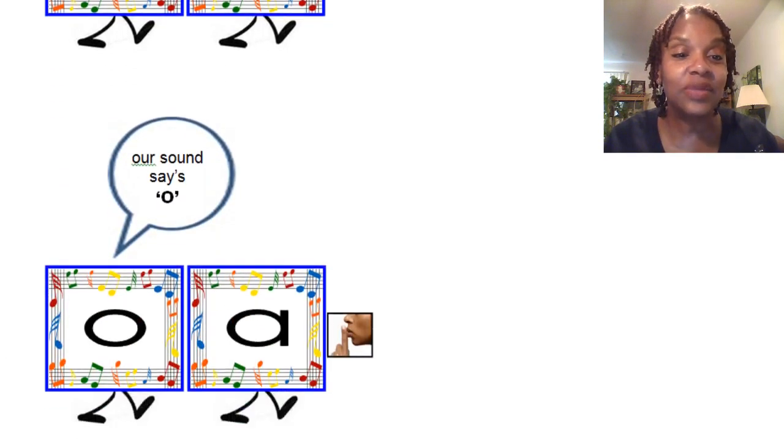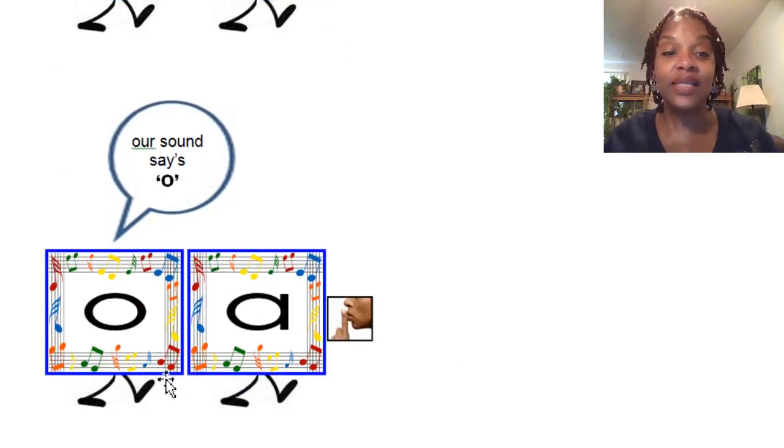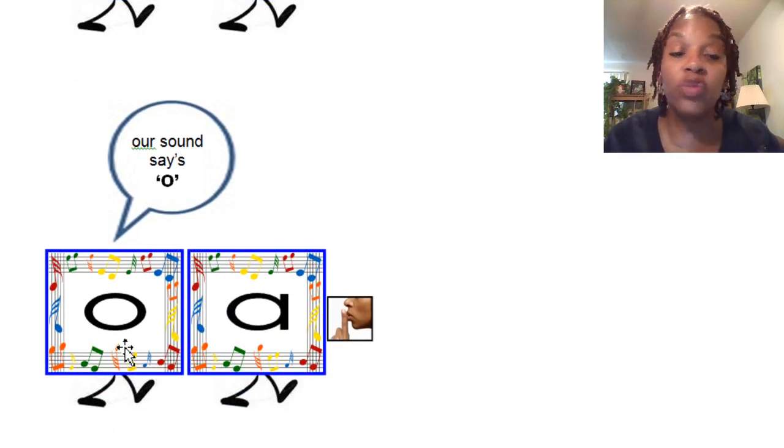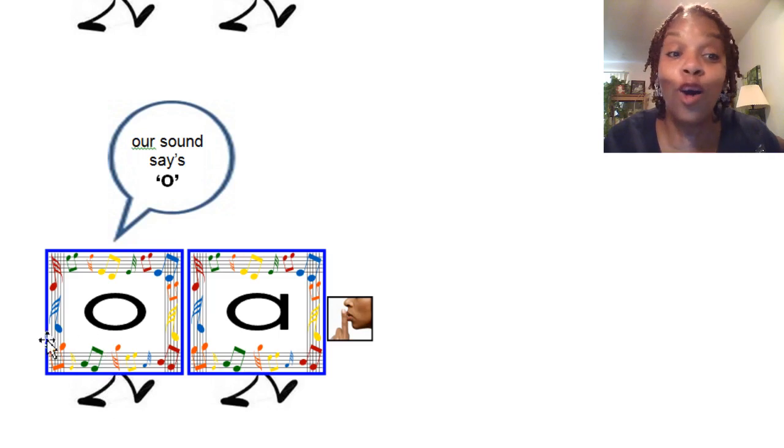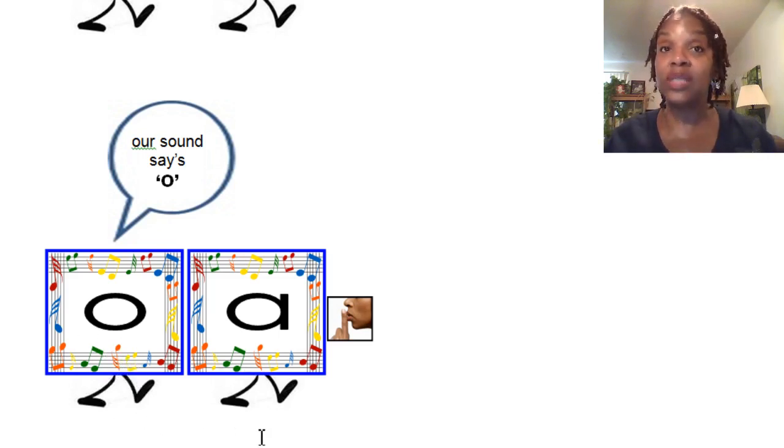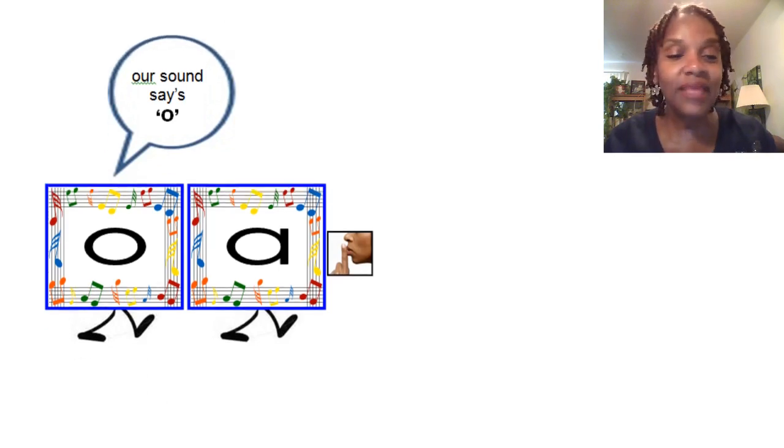Let's look at this next one. Now if you see the vowel O and the vowel A, who gets to talk? O gets to talk. And what does the O say? It screams out its letter name, not its sound, when you're sounding out the word. So our sound says O. Good job. All right. Let's look at another one.